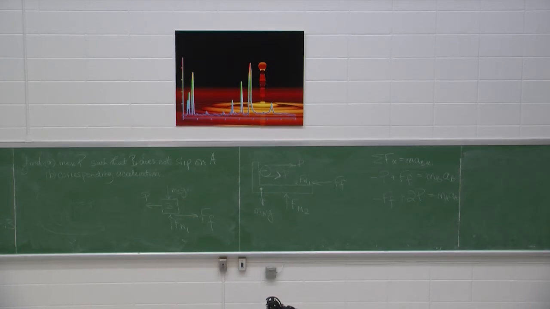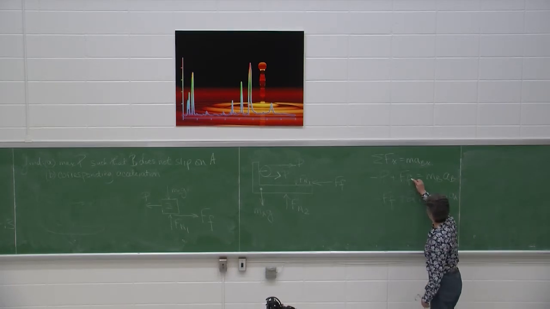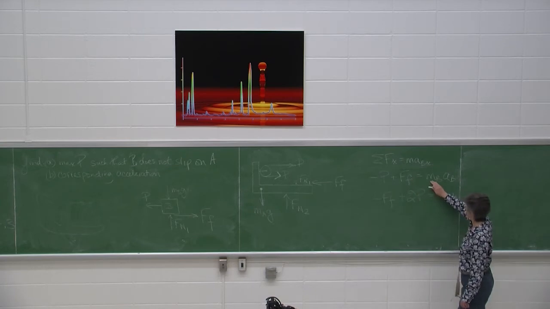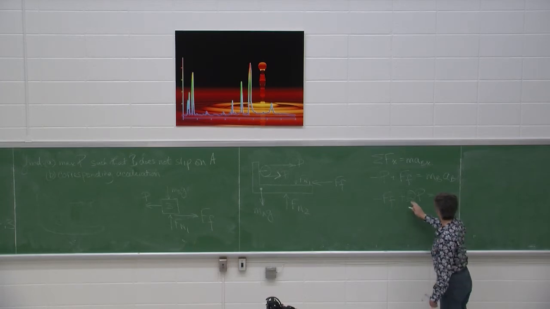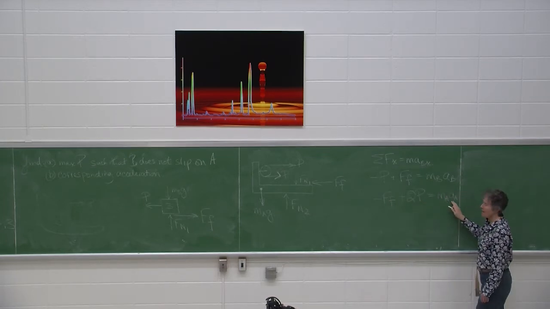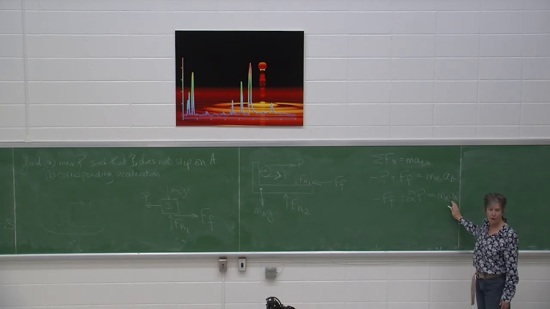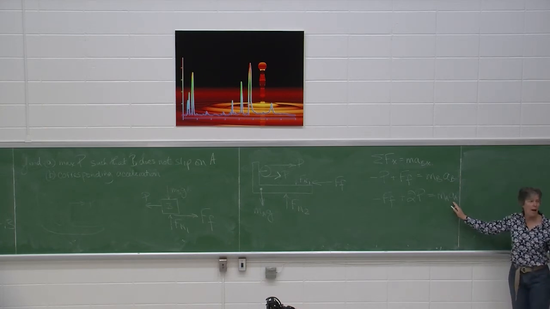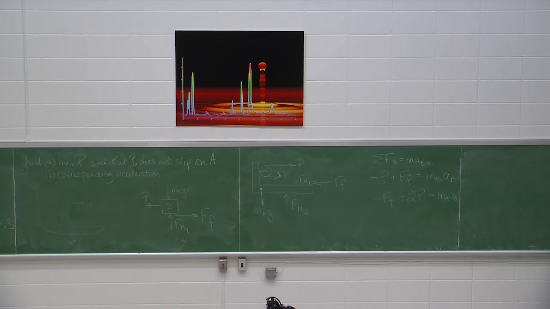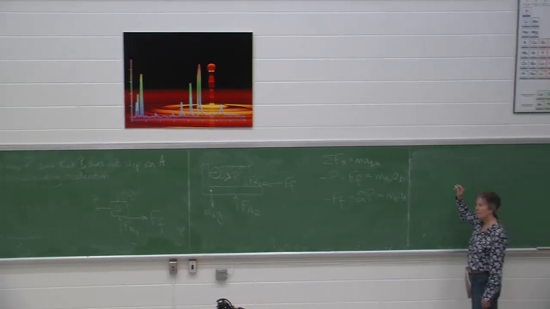All right, so now I've got two equations, and let's just count unknowns, see where we are. And we see that I don't know P, and I don't know FF. I know the mass. I don't know the acceleration. I've got two equations and four unknowns. All right, where am I going to get more information?